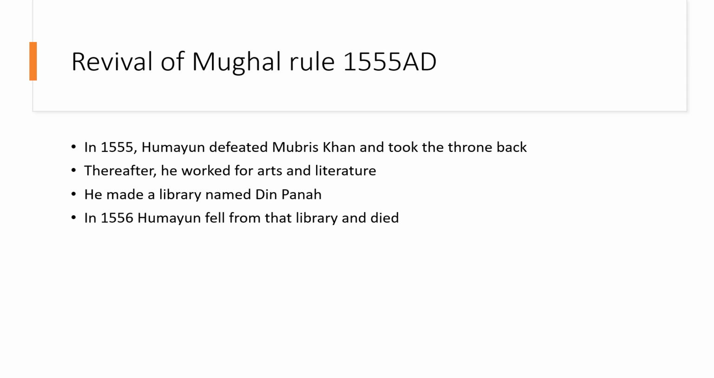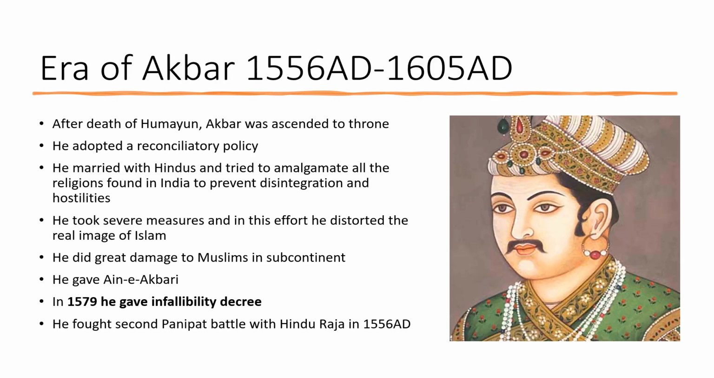Humayun made a library named Deen Panah, and the library became the reason for his death. In 1556, Humayun fell from that library and he died. So this is how Humayun's rule ended in the Mughal Empire in the subcontinent. Now we would study the era of Akbar, who ruled from 1556 to 1605.